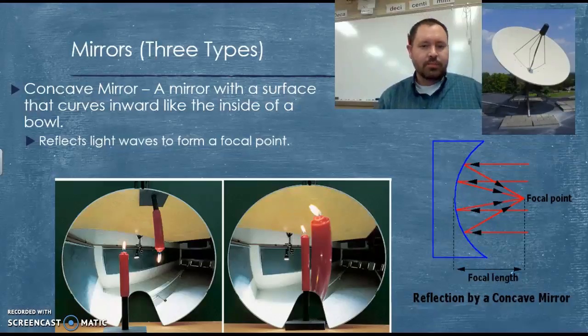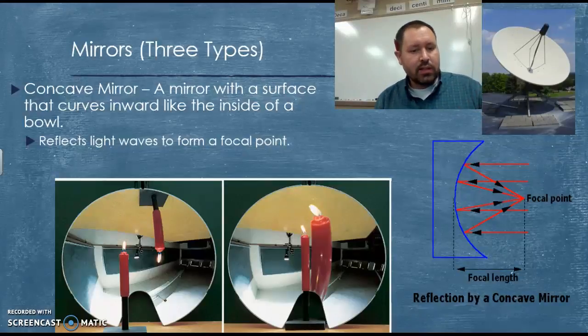But there's a concave mirror. A concave mirror is a mirror with a surface that caves inward, like the surface of a bowl or the inside of a spoon. It reflects light waves to a focal point. So take a look at our diagram down here. Here is the concaveness of a concave mirror.